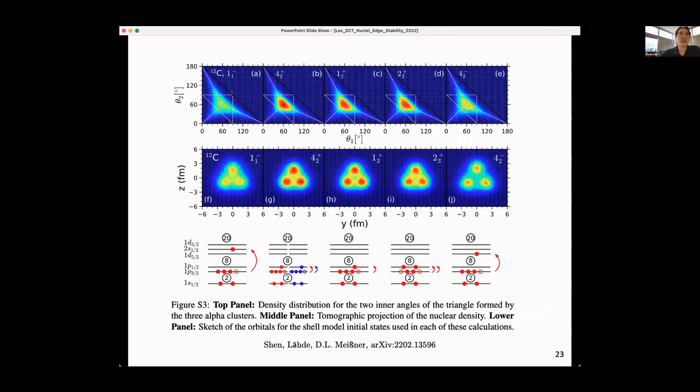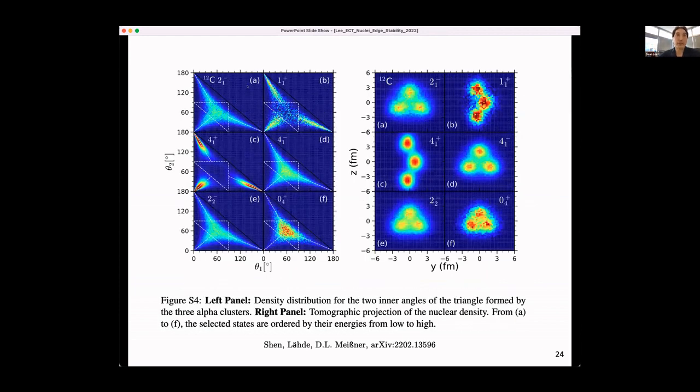But we can then look at other structures like the 1- state, the second 4+ state, and so on. All of these seem to have this equilateral triangle structure. These all, by the way, have a very simple shell model structure, so we can produce these with nice overlaps with shell model states, but at the same time, they have these equilateral triangle shapes. Then there are more exotic structures which don't have such easy shell model overlaps, but we were able to see that they also have either equilateral triangles or these bent arm configurations.